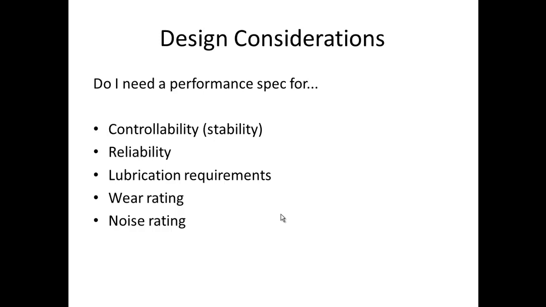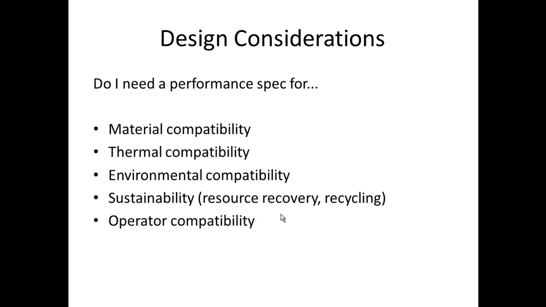How much lubrication? If you have some surfaces that rub against one another, you may want to establish a wear rating. You may want to establish how loud it can be, a noise limit. You may want to establish some material compatibility issues, like avoiding things like aluminum and stainless steel, which start to act like a battery when they're connected together. I've already spoken about thermal compatibility, when you have things that expand and contract at different rates. Environmental compatibility is a consideration where you may have a corrosive environment.